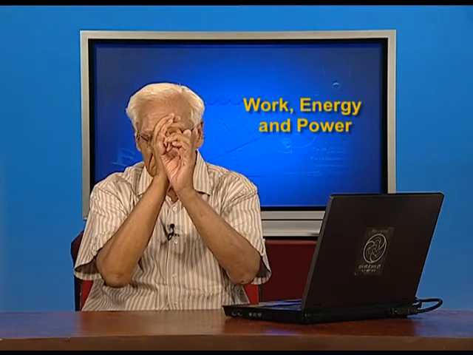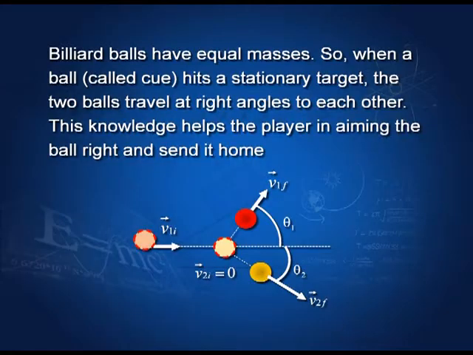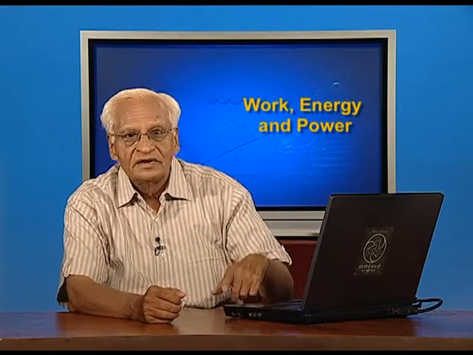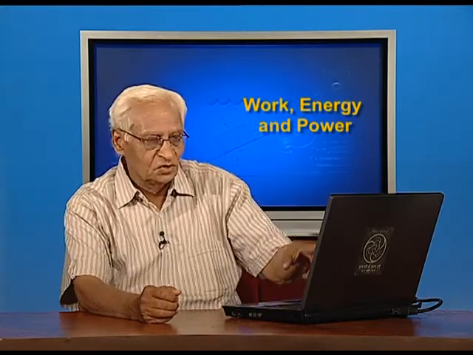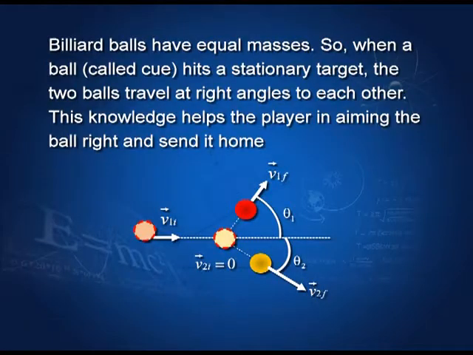So you must have seen the person doing this, and he keeps on aiming, so that these two balls which move, they move in such a way that they go to their respective homes. It requires a lot of skill, and not only skill, it requires knowledge of collisions between particles which have equal mass. So the cue is here and it hits this ball, and you can see that it hits not head on, but at an angle, and then the two diverge, one goes this way, the other goes this way.